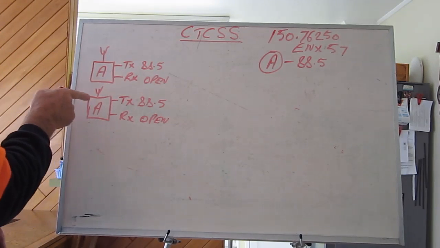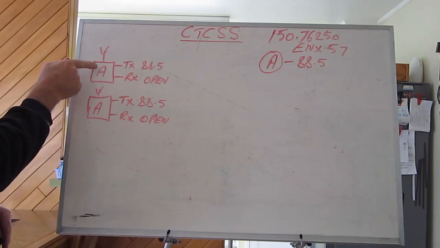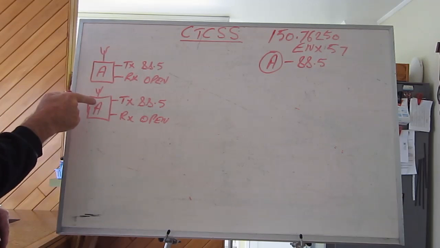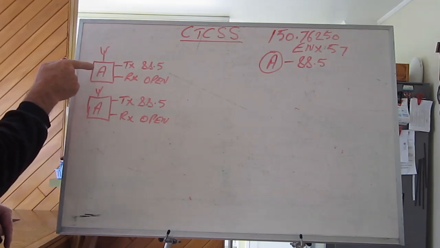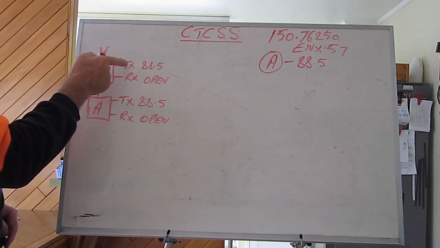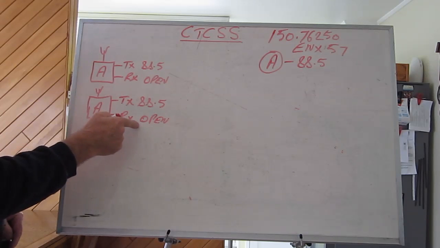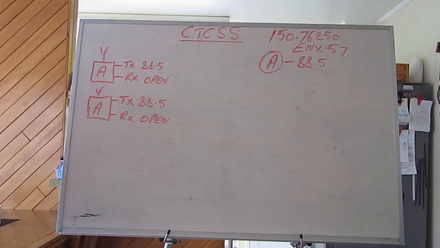So when this set transmitted to this one, not a problem. It had a tone on it, but the receiver was open, so we had satisfactory transmit in that direction and the system worked, and vice versa. When this person transmitted back the other way, because this receiver was open, everything worked fine.